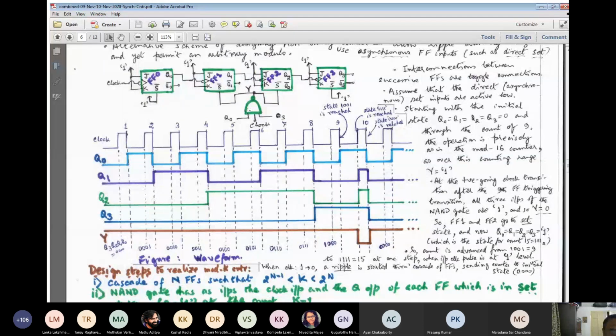Sir, in the 10th input, all the flip-flop outputs are 1. Exactly. But in that case, if the decoding logic doesn't know which state means what to operate at all, wouldn't that cause certain problems in controlling the system which we have?